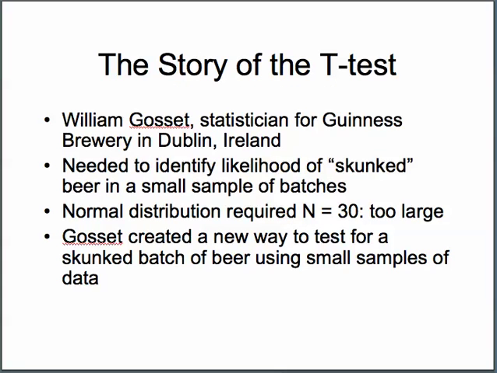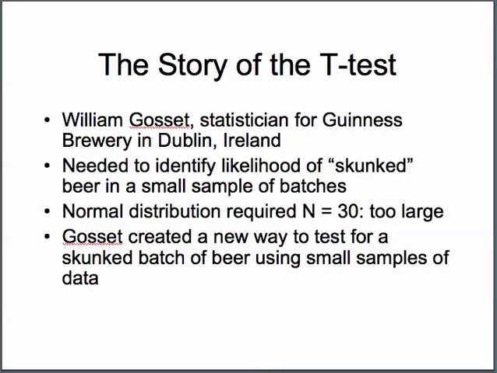The story of the discovery of the t-test is an interesting one and should help us to better understand its usefulness. The story begins in Dublin, Ireland, where the Guinness Brewery brews its famous beer. A statistician employed by Guinness, William Gossett, needed a way to determine if a sample of beer was likely to be skunked or unsuitable for drinking.